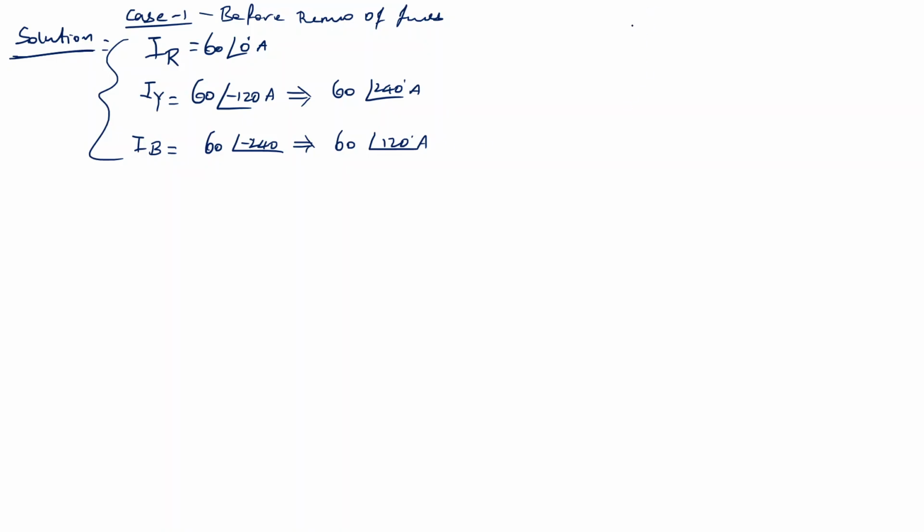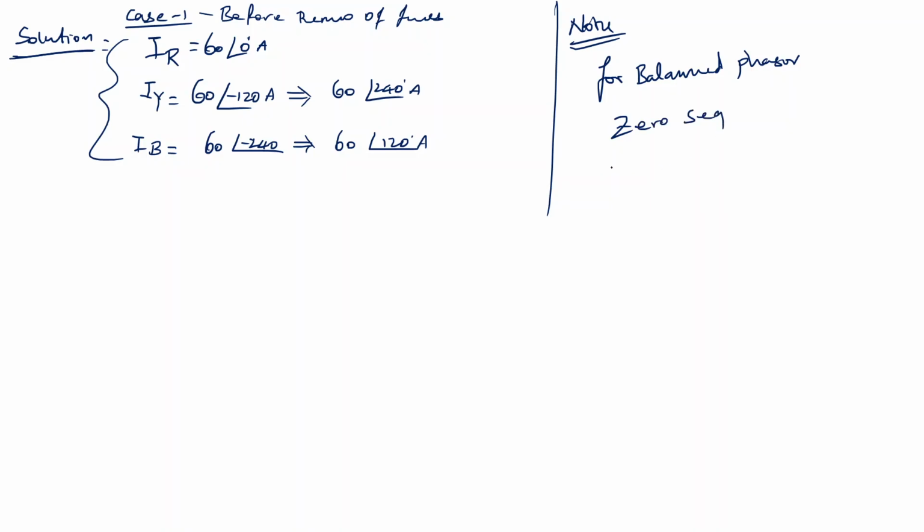What we understand is, please take a note for balanced phasor: the zero sequence and negative sequence values must be equal to 0, then only it is balanced. Only the positive sequence will have some value.